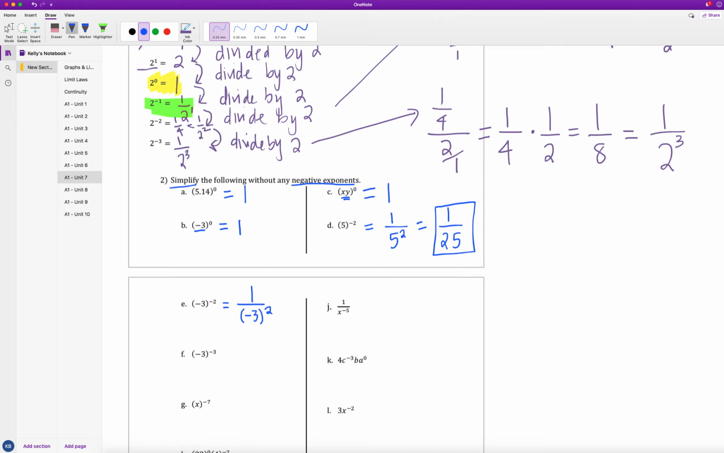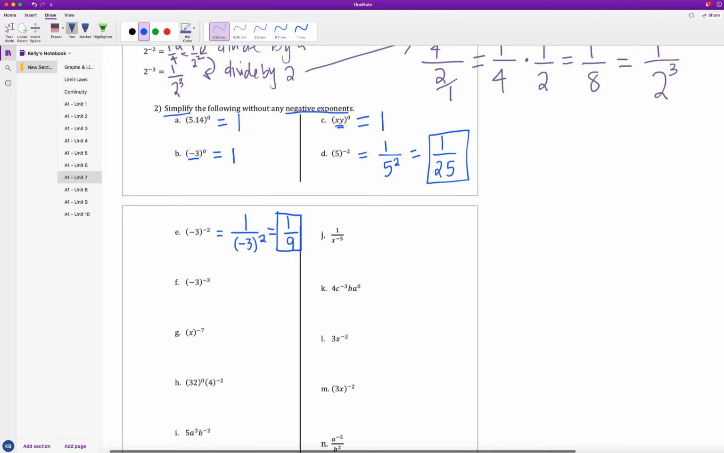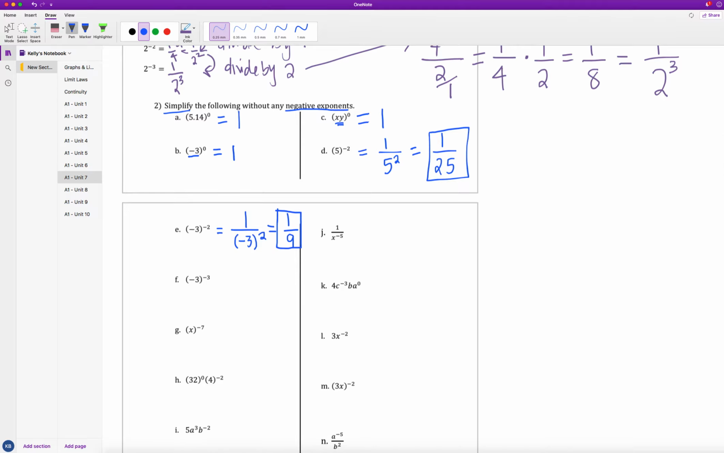We can go ahead and keep simplifying that, and we know that negative 3 to the second would equal positive 9, since we have a negative 3 times a negative 3, so we would get a positive 9. I'm going to have us keep going down the left-hand side of this, and then we'll come back to part J. So let's look at F.